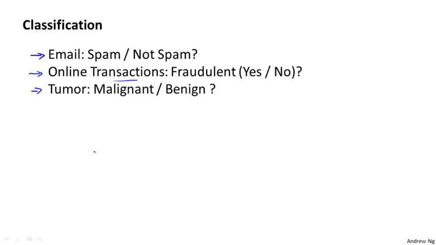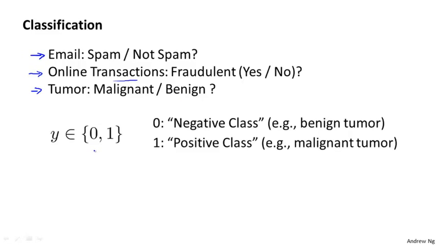In all of these problems, the variable that we're trying to predict is a variable y that we can think of as taking on two values, either 0 or 1: either spam or not spam, fraudulent or not fraudulent, malignant or benign. Another name for the class that we denote with 0 is the negative class, and another name for the class that we denote with 1 is the positive class. So 0 may denote the benign tumor, and 1, the positive class, may denote a malignant tumor.